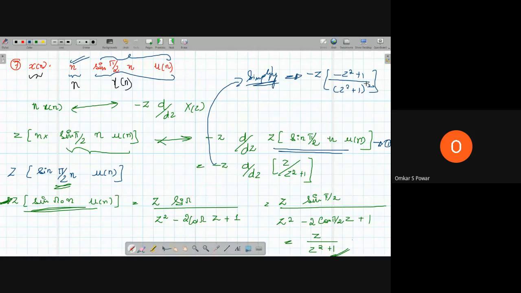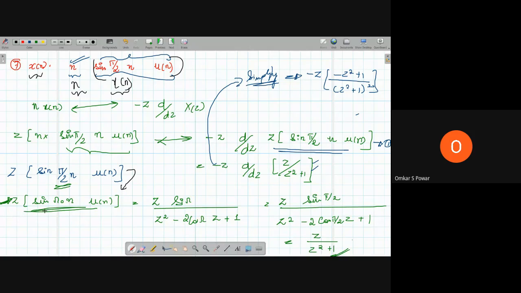Don't think why sir is not simplifying. If I keep on simplifying each and every sum, I will not be able to cover a wide variety of problems. So you have to get the logic, not the simplification. Differentiation of numerator by denominator, you people can do. Let us understand the logic of this question. Given x of n is equal to n sine (pi by 2 into n) u of n, I have expressed it in terms of n into x of n. So we can use the frequency differentiation property and get our answer easily: minus z d by dz of X of z, where X of z is the z transform of x of n. In order to solve this z transform, we have to remember this formula.